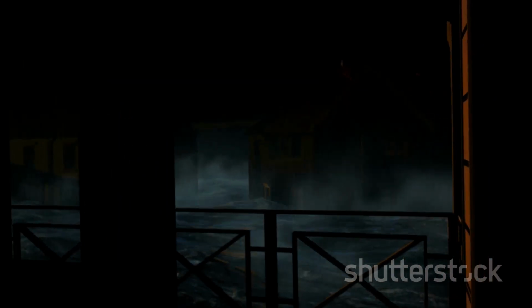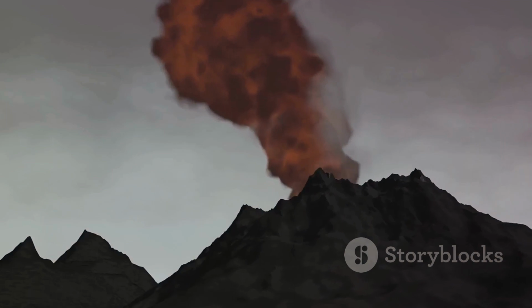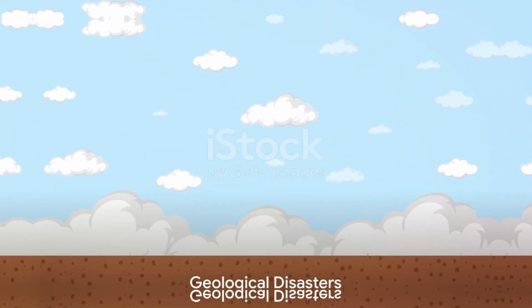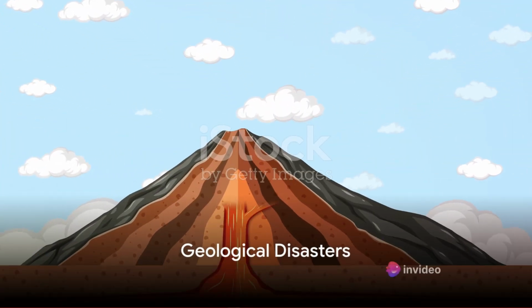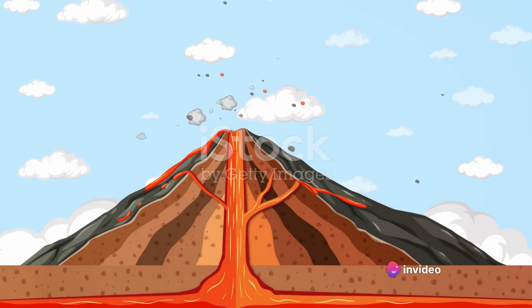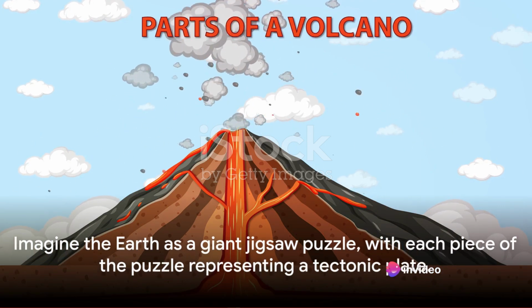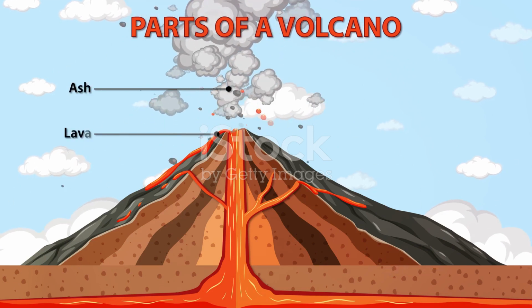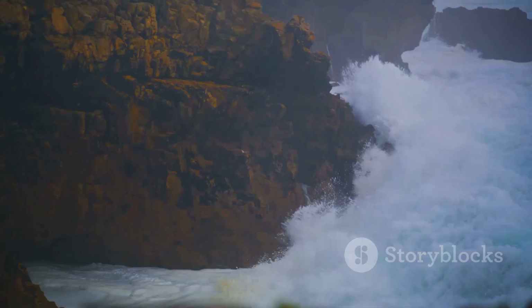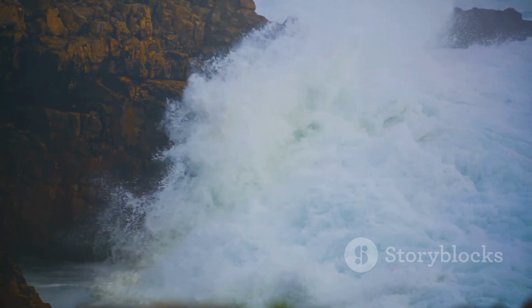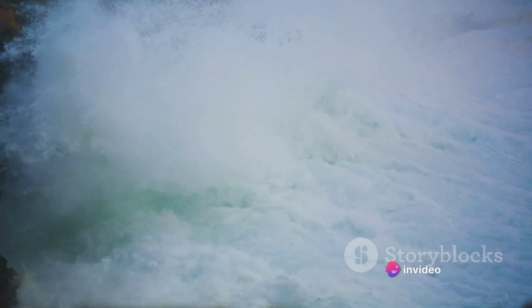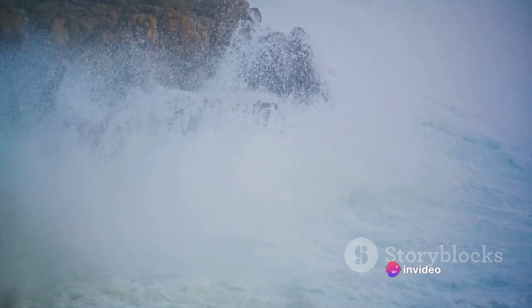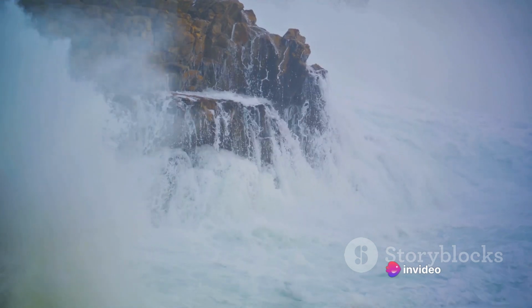Now, let's dive into the different types of natural disasters. You might be surprised by some of them. First, we have geological disasters. These occur due to geological activities. Now, what do we mean by geological activities? Imagine the Earth as a giant jigsaw puzzle, with each piece of the puzzle representing a tectonic plate. These plates are constantly moving, albeit at a pace slower than a snail's crawl. However, when these plates interact with one another, it can lead to some dramatic and often devastating consequences.